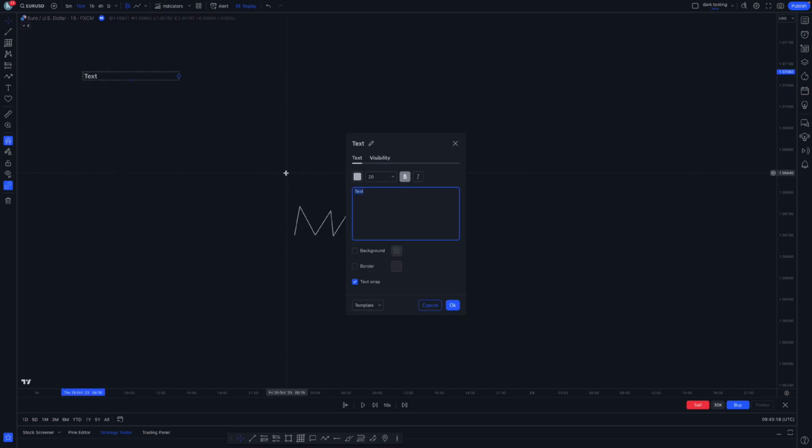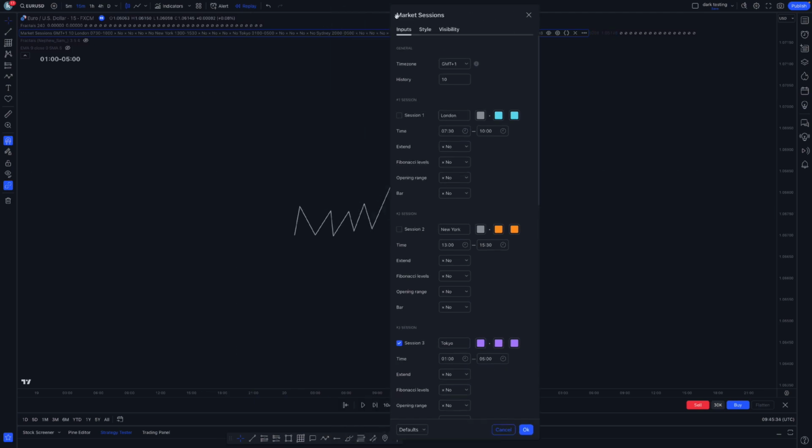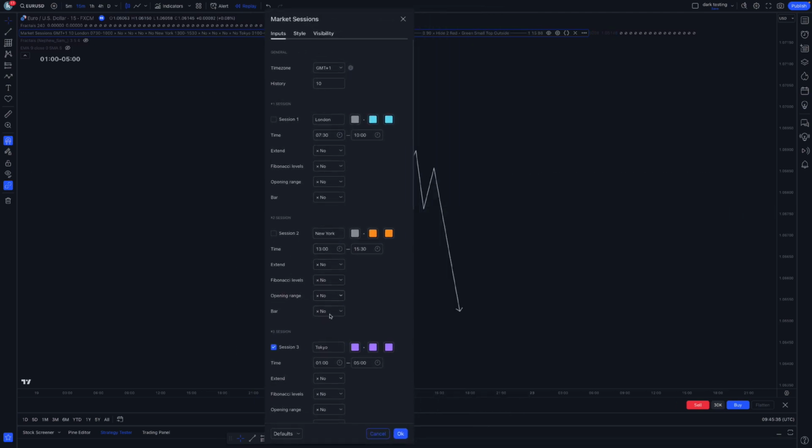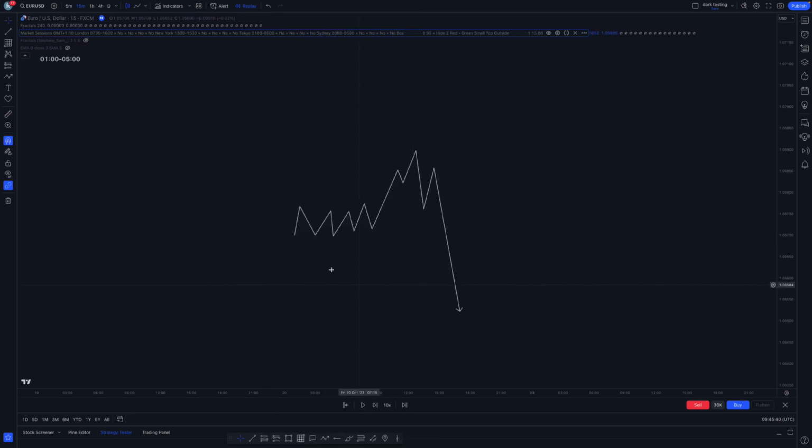The timings that we're looking for on the Asia range: my timings are 1 AM till 5 AM UK time. If you bring up FX market sessions and mark out your Asia range, as you can see, from 1 AM till 5 AM, that's our Asia range. That's pretty much all you need for the start of the strategy.